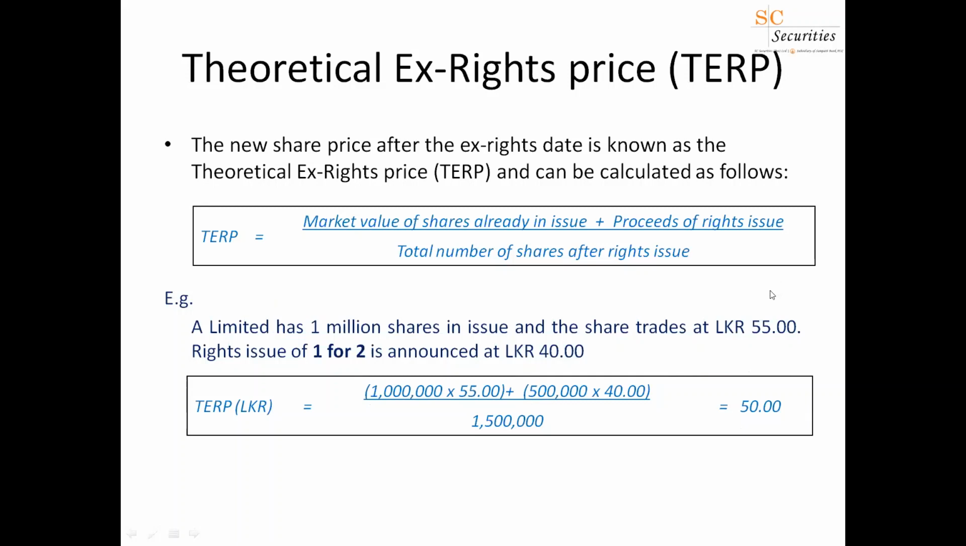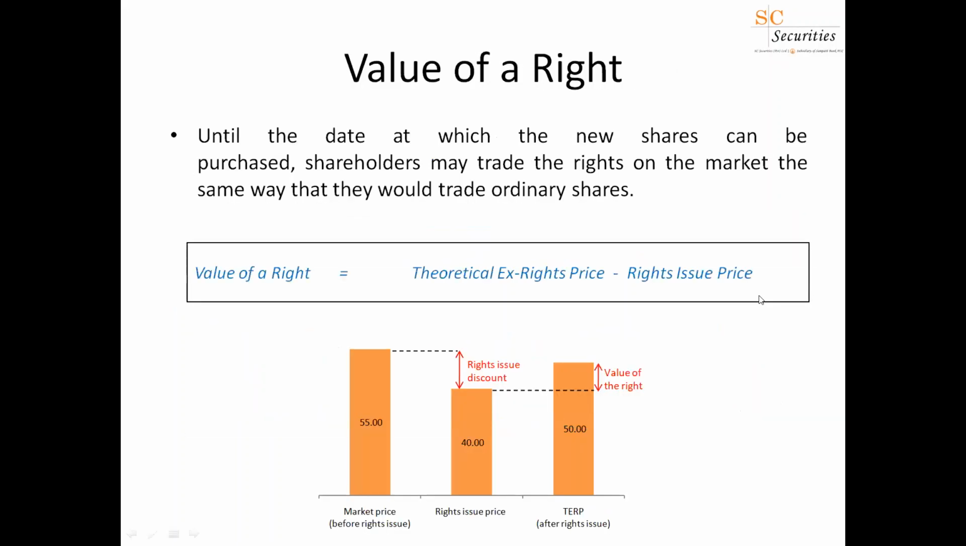As I explained before, not only shares, after the ex-right date, after the allotment letter has been lodged, the rights would commence trading in the stock exchange. So how much should you value the right? It's a simple calculation. You call it the value of a right. How much is a right worth? Until the date at which the new shares can be purchased, shareholders may trade the rights on the market the same way they would trade ordinary shares. So what is the value you can place?